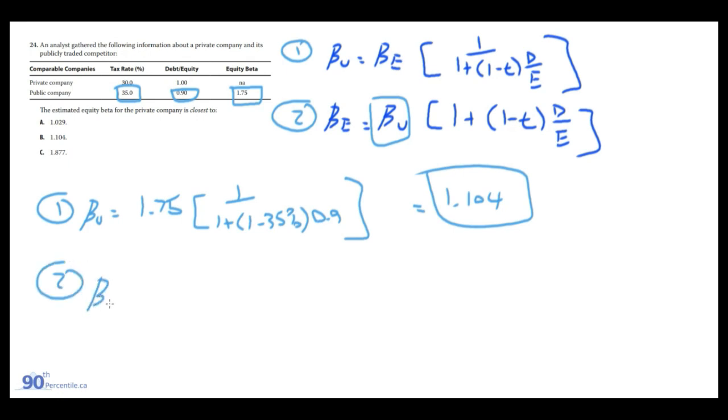So now our equity beta, which is what we want to calculate for the private company, is this 1.104, the unlevered beta, times 1 plus (1 minus our tax rate), so the private company's tax rate. I'm just going to simplify here. 1 minus 30% is 0.7, times our debt to equity ratio of 1. So you can just remove that because it's times 1. Then we do this and we get a levered beta, or equity beta, of 1.877. So that's our answer, C.